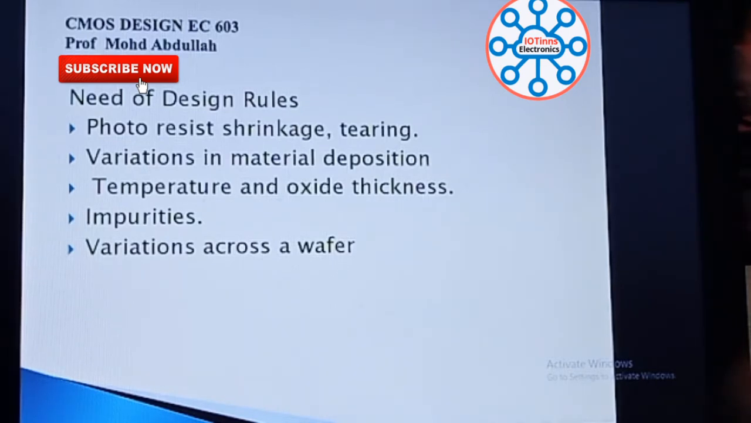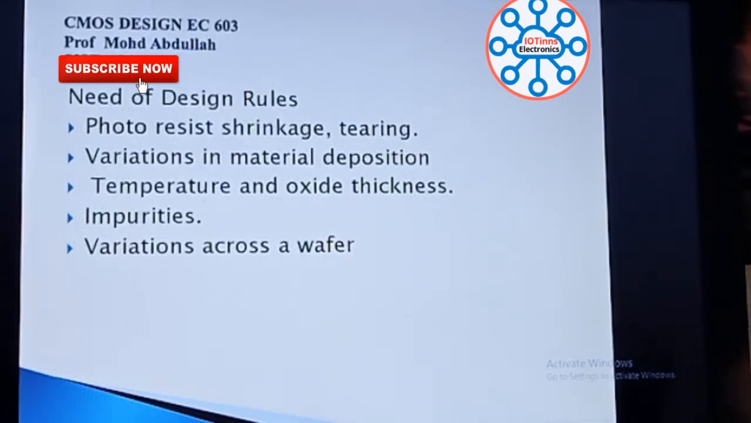The concentration level of the impurity can be another factor. Then the variation across the wafer size; there can be variation across the wafer size also. These are the different factors which led to the need of the design rules.